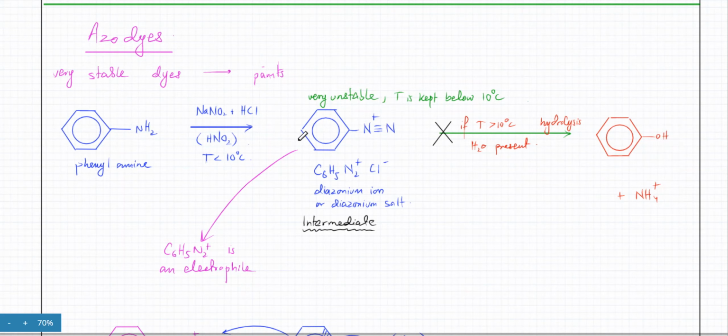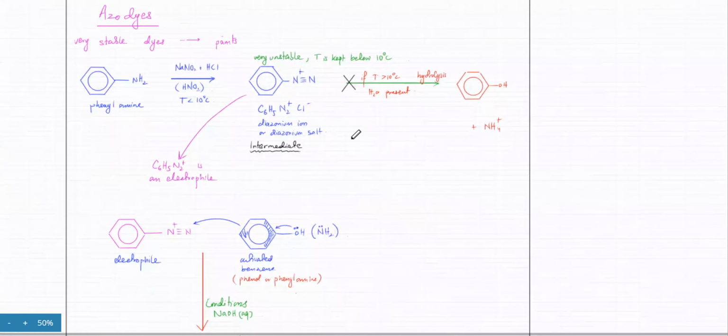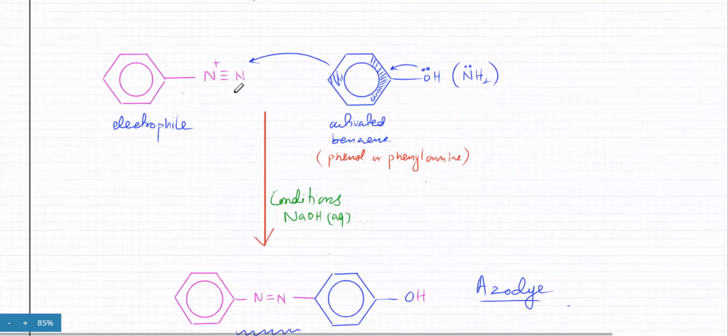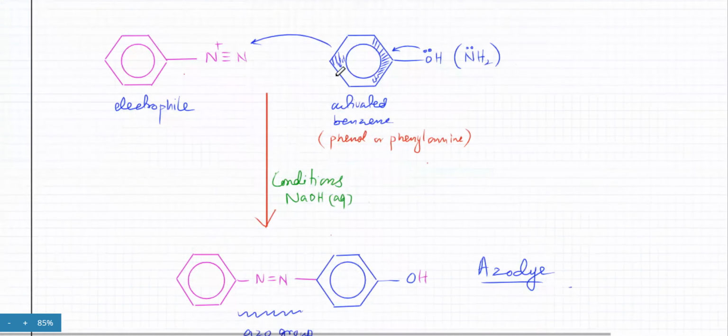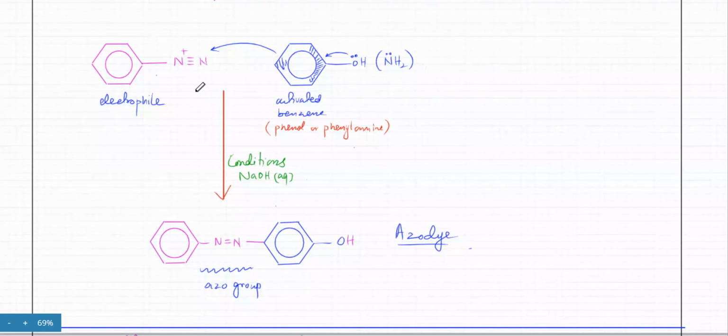Then this thing is an electrophile. You take this diazonium ion and react it with an activated benzene. An activated benzene is one where the benzene has either an OH group or an NH2 group attached. The lone pairs mix with the benzene, and the charge density is higher on the benzene. So the N triple bond N plus would be very strongly attracted to this benzene. Not only does it get attracted to it, it borrows electrons from it and bonds with this carbon atom, and an azo group is formed. It has to be an activated benzene. The conditions for this reaction are NaOH, aqueous, and this azo dye is formed.